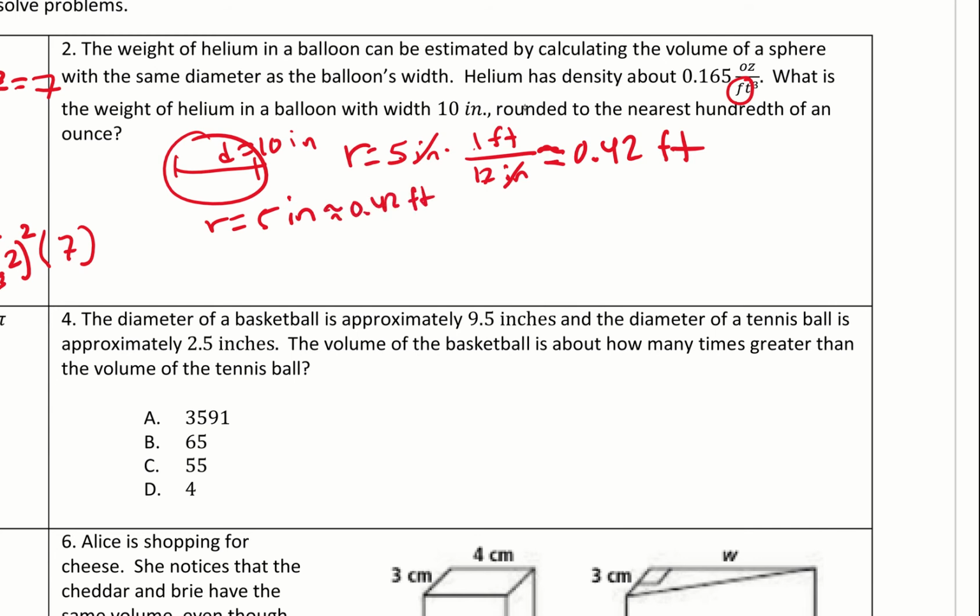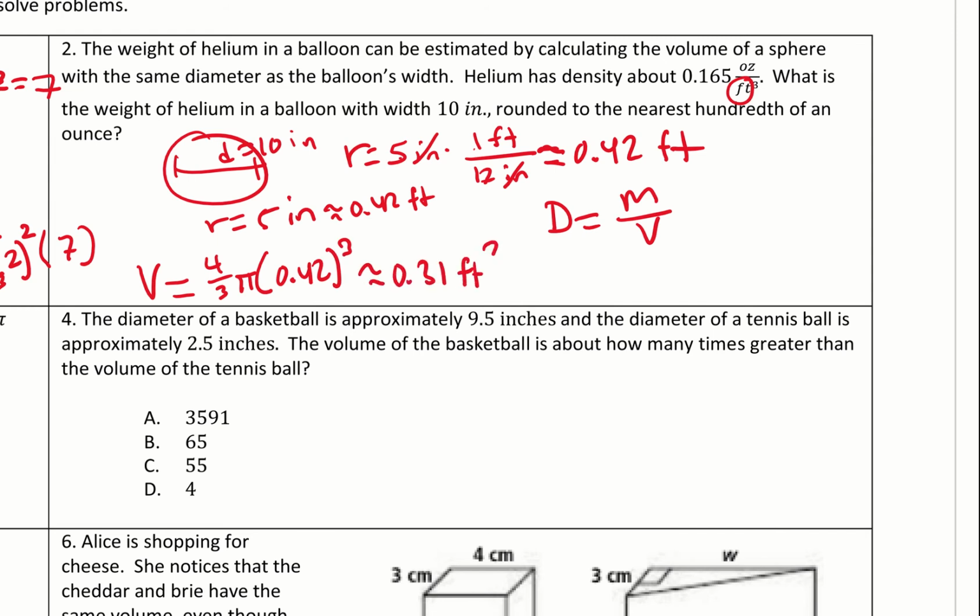And so now they tell us that, remember that the formula for density is mass over volume. So it says here, we don't know the volume yet, but we can calculate the volume. So let's do that right now. The volume of the balloon is based off of a sphere. It's 4/3 pi r cubed. The r is going to be 0.42 cubed. And if you did this, you get approximately 0.31 feet cubed.